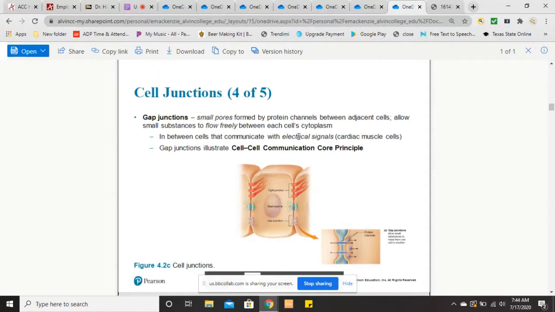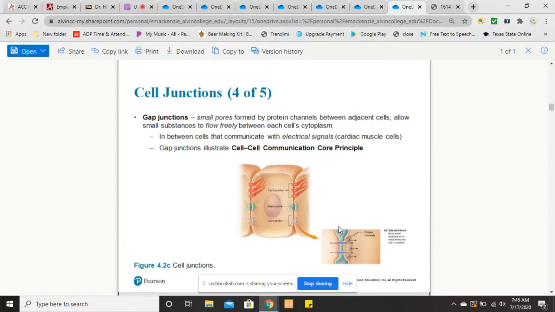Either with electrical signals or chemical signals. It's allowing information, nutrients, electricity to pass from one cell to another. And one place you have it is in cardiac muscle tissue. That's the heart. Turns out, your heart beats as one. Even though your heart's made up of many cells, all those cells contract. They beat at the same time.